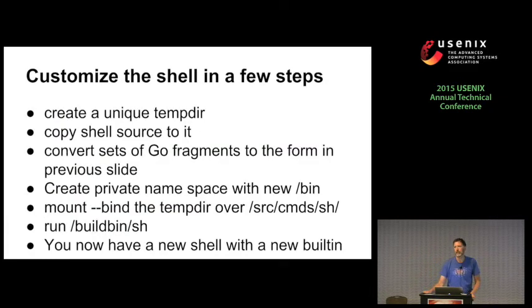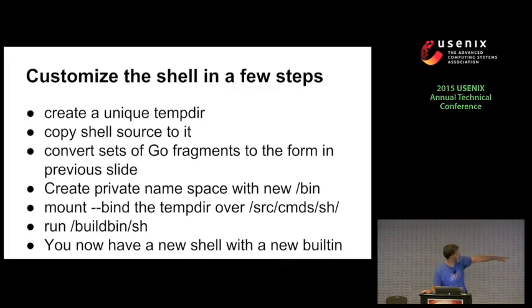So how do you customize a shell in a few steps? You create a unique tempdir, you copy the shell source to it, it's in source/sh. You convert those Go fragments in that built-in command to real, actual built-in files in the form of the previous slide. You create a private namespace with a new /bin. Oh, that went fast. Okay. You mount, bind, a tmpfs over the resource commands sh. You run build, and you just run build bin sh.